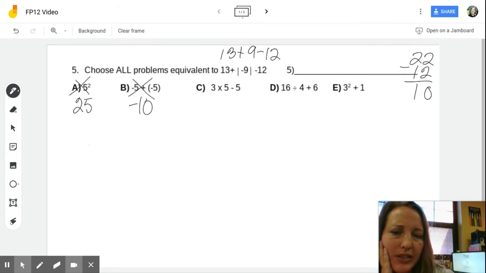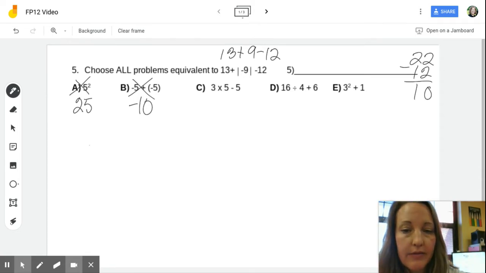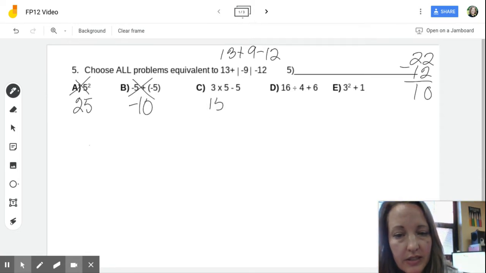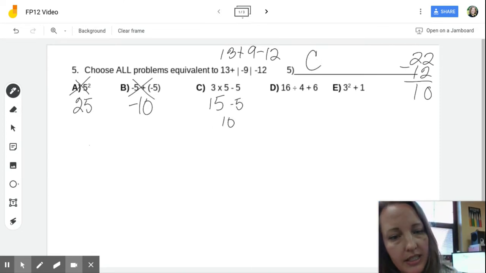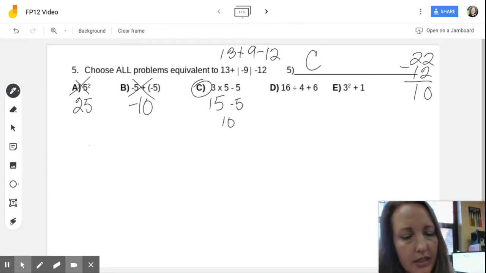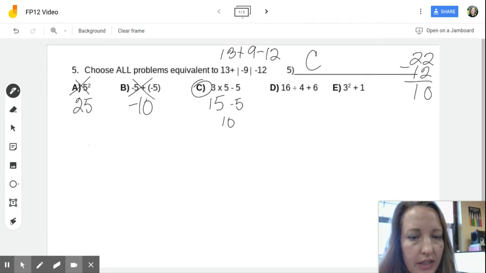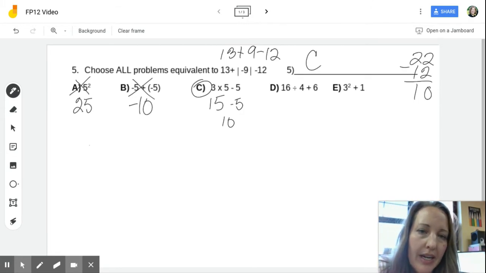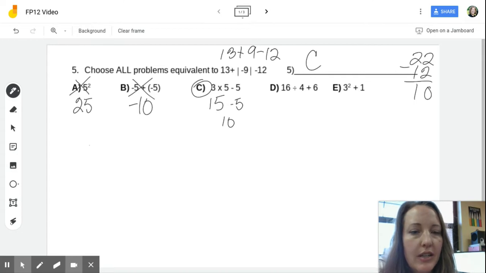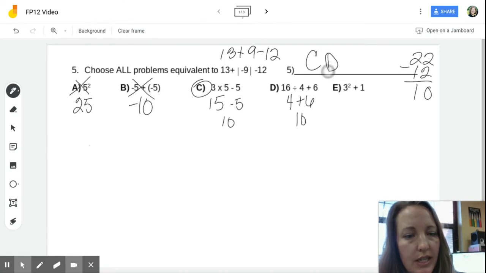So this expression on letter C, we're going to multiply first because of order of operations. So we see 3 times 5 is 15, minus 5 is 10. So we're going to put letter C on our line. We're going to divide on letter D, divide before we add because of order of operations. So 16 divided by 4 is 4 plus 6, which is 10. So we're going to write D on this line.